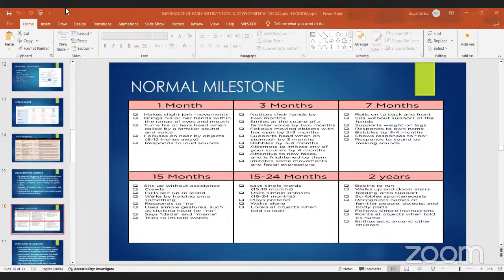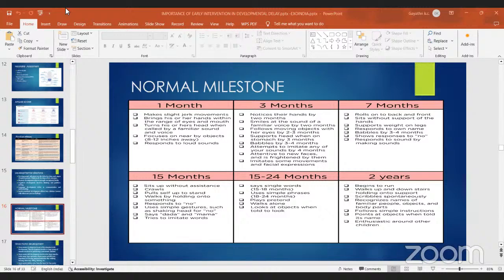Next, the baby looks at an object when told to look. If you ask where is the fan, the baby is able to point out the things. By the end of 2 years, the baby begins to run, which is gross motor development, and walks up and down, holding on to supports. If the baby can do this by the second year, the baby is normal.